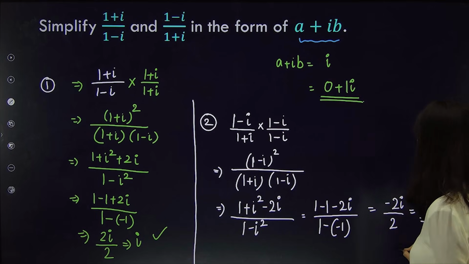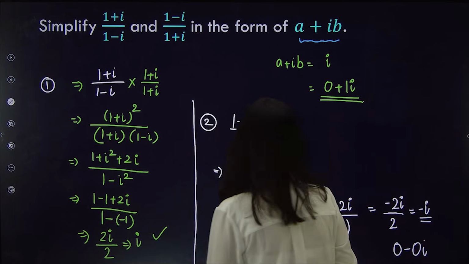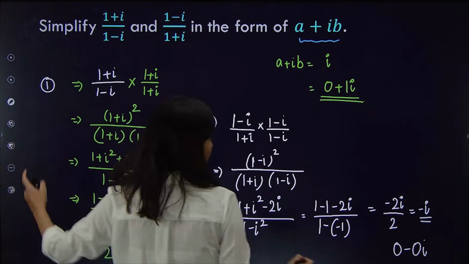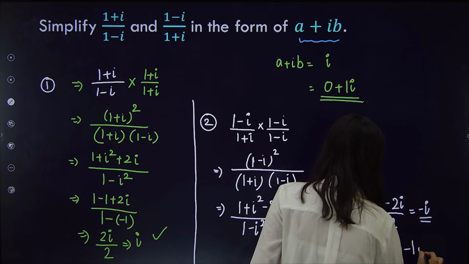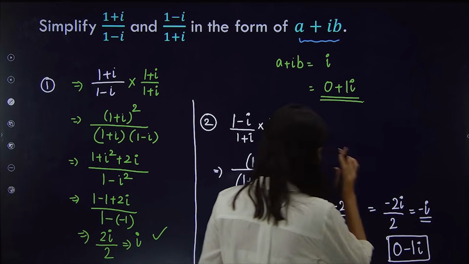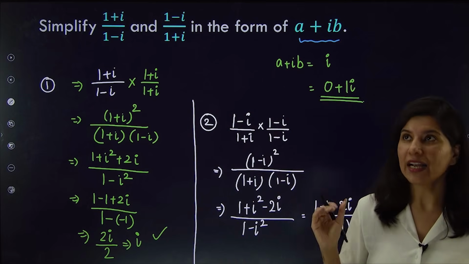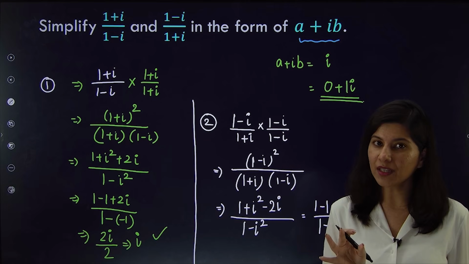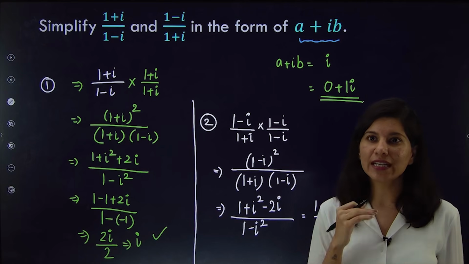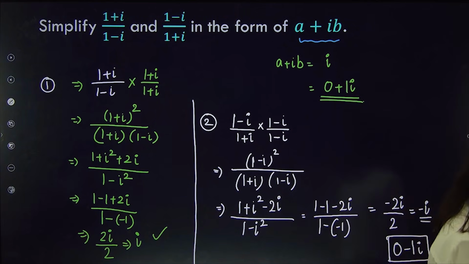So if we convert in this form, 0 minus 1 iota. 0 minus 1 iota is of the form a plus iota b. Okay. So now I am assuming that you know how to rationalize and how to create the other form of a complex number. So whenever you see a denominator in any question, try and rationalize it. Your denominator should be a real number.